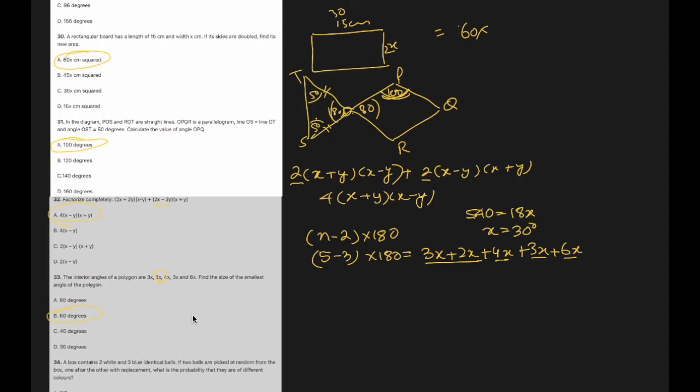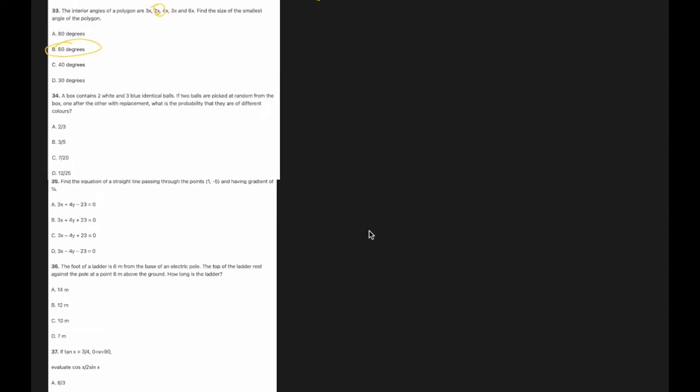Number 34. A box contains 2 white and 3 blue identical balls. That means we can't differentiate between them. 2 white and 3 blue rather. Okay. If 2 balls are picked at random from the box, one after the other with replacement, that means they put back the previous ball. What is the probability that they are of different colors? So 2 balls are removed. That means it is either white blue or blue white.